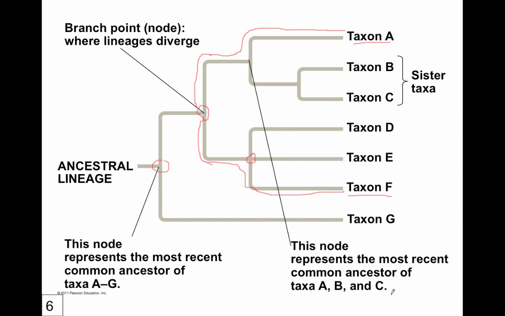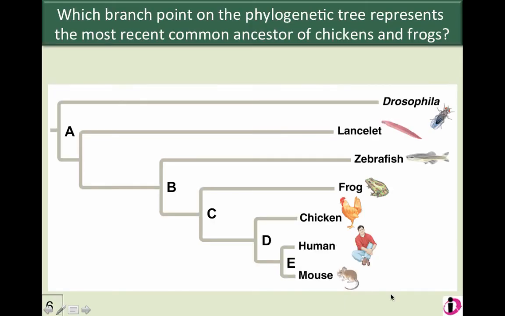Let's take a moment. I'm going to ask you two questions based on what we've learned about phylogenetic trees. The first one here is, which branch point on the phylogenetic tree represents the most recent common ancestor of chickens and frogs? Go ahead and hit pause and try to answer this question.